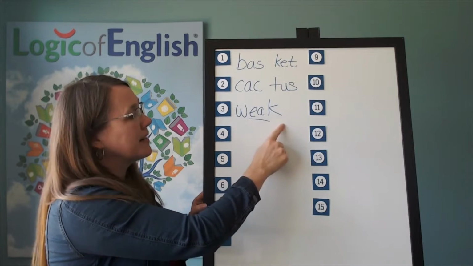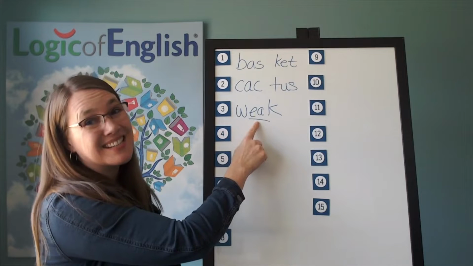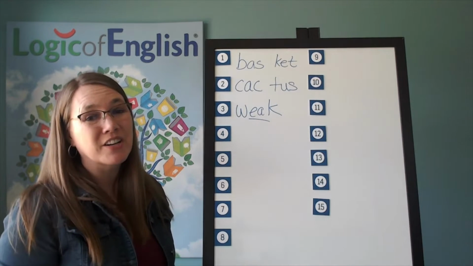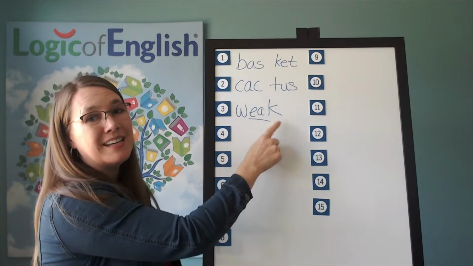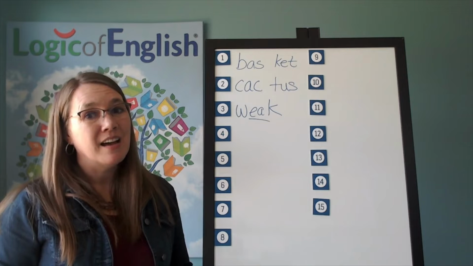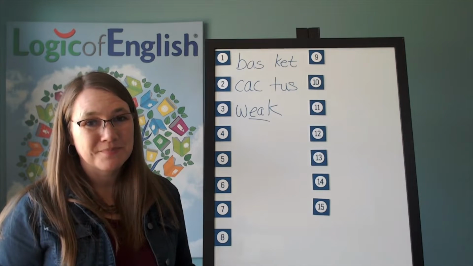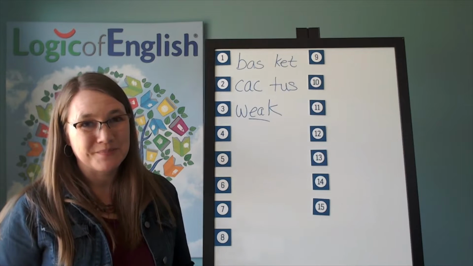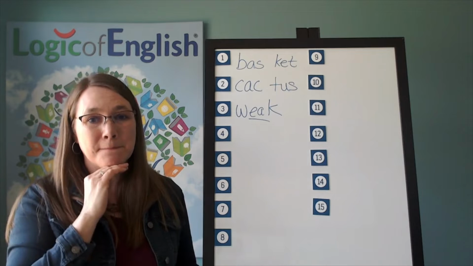W-e. K. Weak. Why couldn't we use two-letter k? You're right, because this is a multi-letter vowel, and two-letter k is used only before a single short vowel. Let's read it. W-e-k, weak. The next word is appointment. Jordan has a dentist appointment today. Appointment. Go ahead and say appointment. Good. How many syllables in appointment?